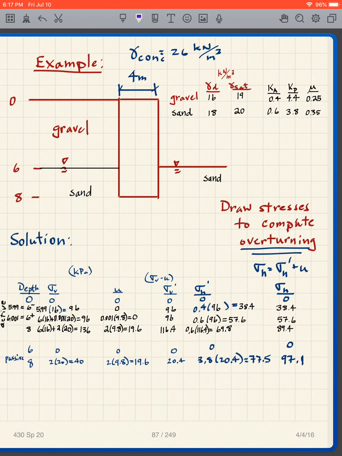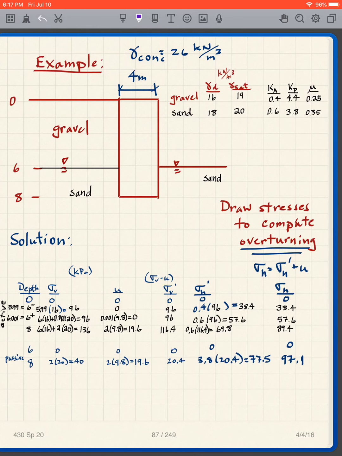Another example, again, these are just practice. You should go through them to get the exact numbers. I've got gravel, I've got sand, then I have the water table. Here, similar to the previous wall, except now I have sand. It's the gravel sand interface. What does that mean for me? Well, okay, again, here are all the soil properties. And I've also given you a coefficient of friction there. And now what do we do?